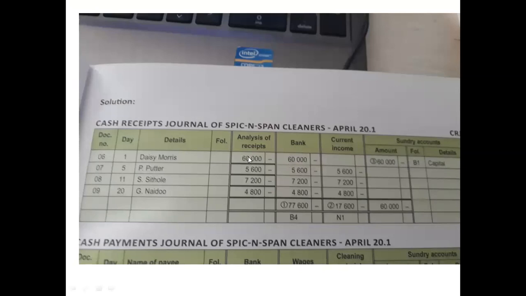Then just another thing. This 60,000 Rand was paid at the business. That is why it is going to analysis of receipts, because it was paid with a check. So the check was received at the business. Remember, they might have said that the amount was deposited directly in the bank account. Then it will go directly to bank and there will be nothing with analysis of receipts. So always, especially with the capital transaction, remember to check for that.